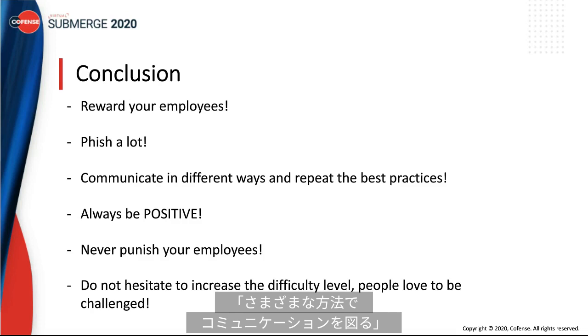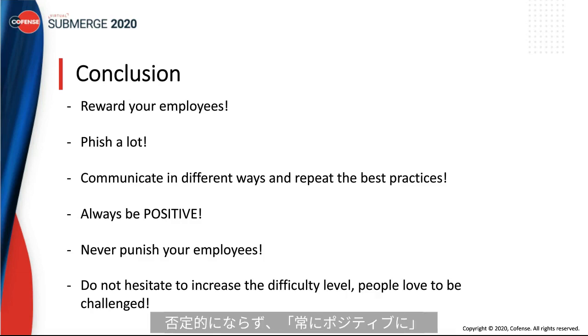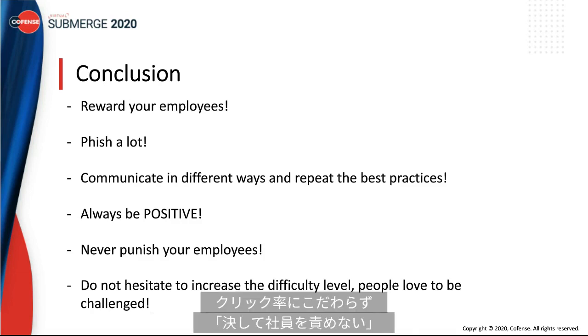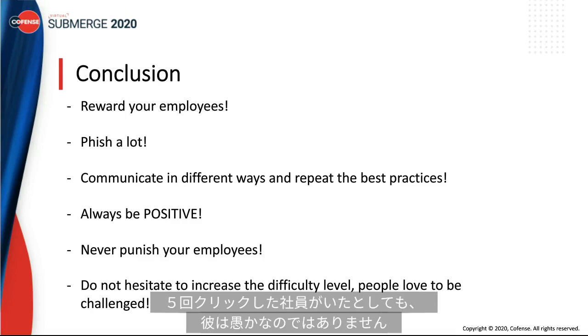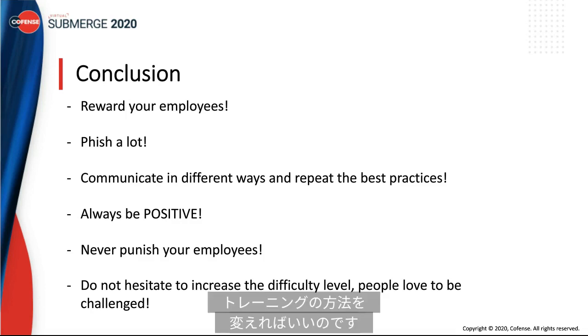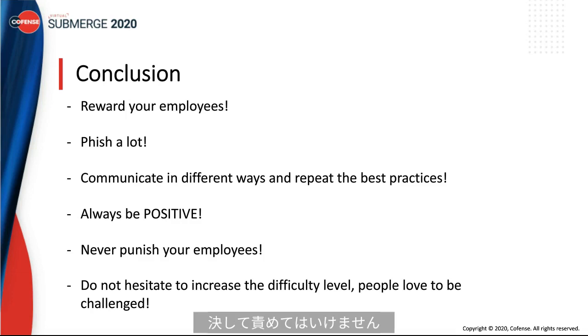And communicate in different ways: Yammer, video, events. You need to have different ways. And do not hesitate to repeat the best practices. And always be positive, never be negative, forget the click rate, and never punish your employees. An employee who clicked 5 times is not stupid. He just needs to be trained in a different way or something else. But never punish them, and do not hesitate to increase the difficulty level. People love to be challenged.